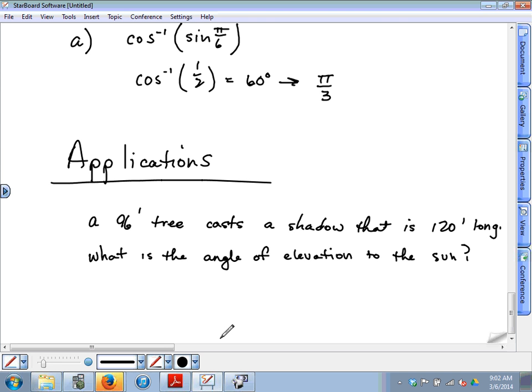So, the best way to do this is to draw a picture. Can you find the time of the day? Yeah, we need to know that. Here's my 96-foot tree. And it doesn't explicitly say this in the problem, but we have to infer that the tree has a squirrel right about here. So draw a squirrel.